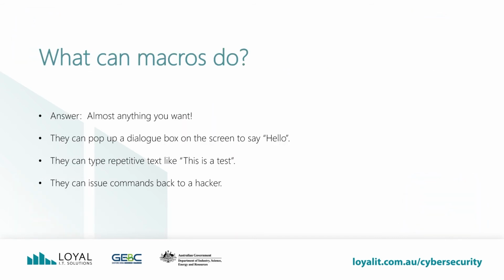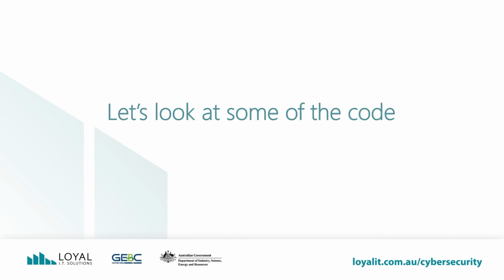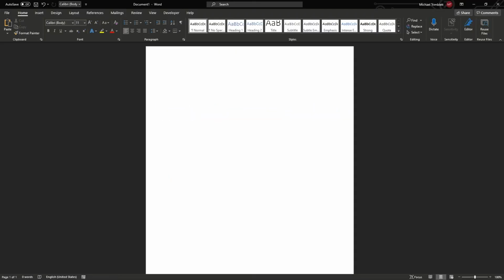So what can macros do? Well, the answer is almost anything you want. They can pop up a dialog box on the screen to say hello. They can type repetitive text like "this is a test." They can issue commands back to a hacker. Let's have a look at these examples in a demonstration. Okay, this is my Microsoft Word. So we'll have a look at the macros that are installed on it. To do that, I go into the Developer tab.